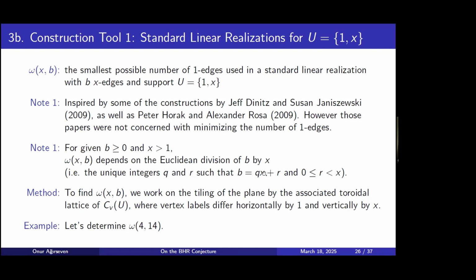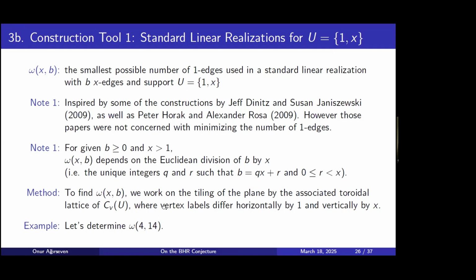It only depends actually on this Euclidean division. This was interesting. And the method was, just as I have described, we take that lattice, that toroidal lattice, but we don't see it as a toroidal lattice. We tessellate our plane with it, and we look at the resulting grid.